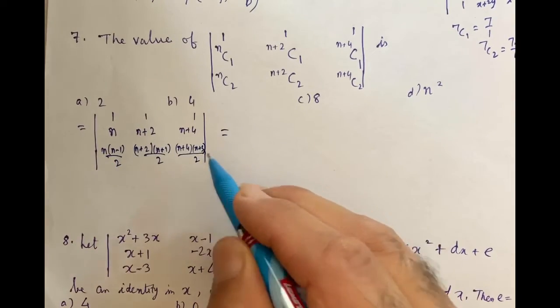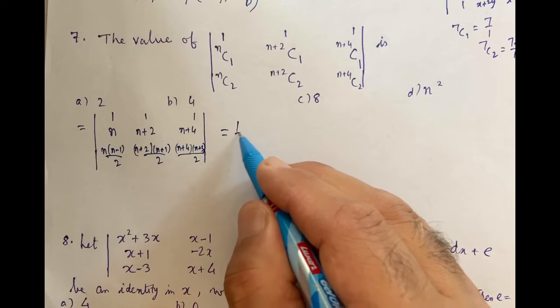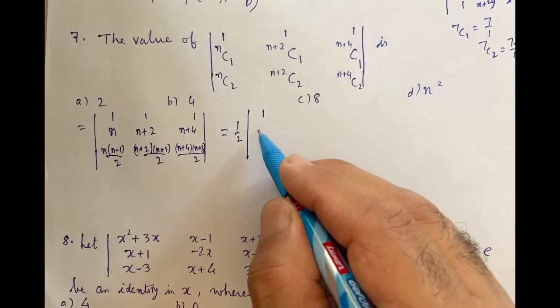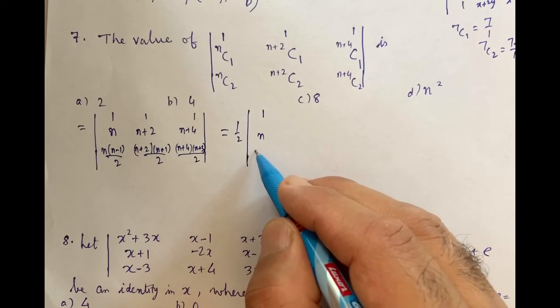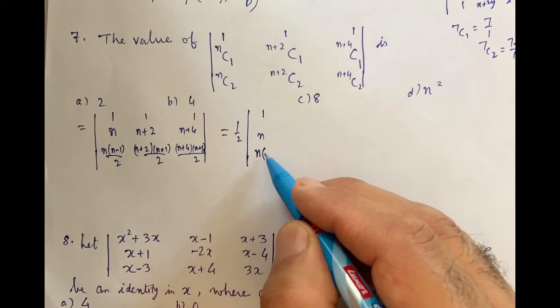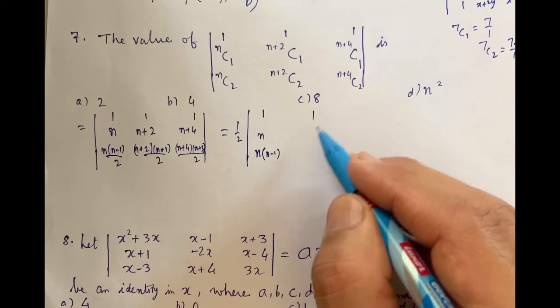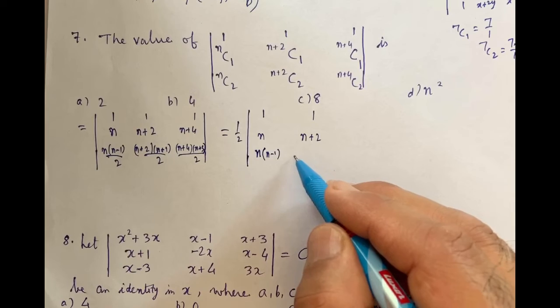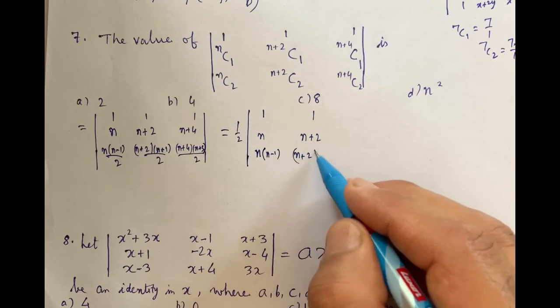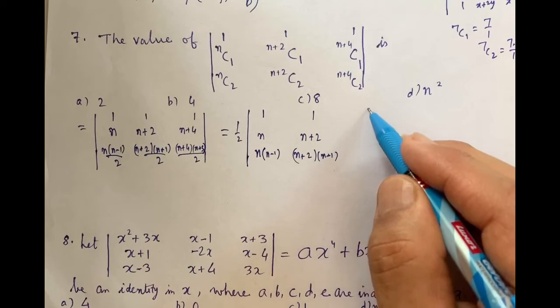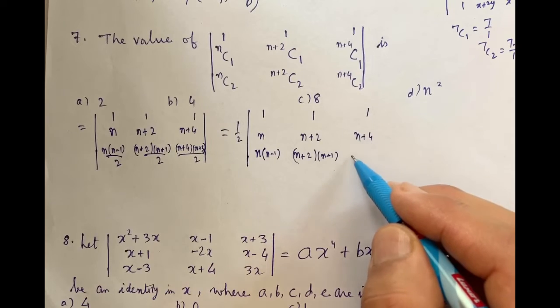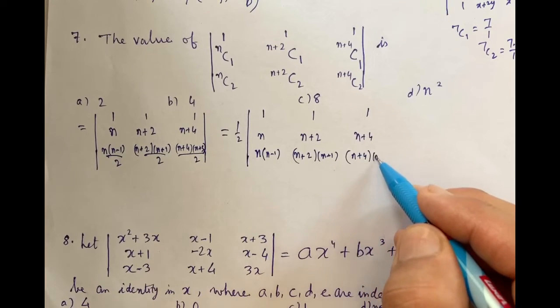This is equal to, we can take 1 by 2 common and we will have 1, this is n, this is n into n minus 1, this is 1, this is n plus 2, this is n plus 2 into n plus 1, this is 1, n plus 4, n plus 4 into n plus 3.